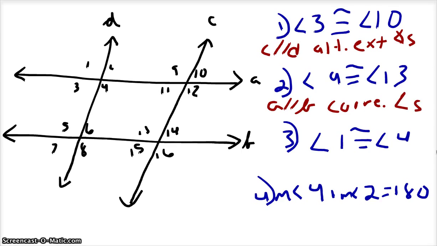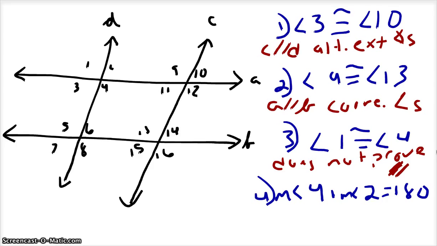Okay, then 1 and 4 being congruent. 1 and 4, those are vertical angles. So that means it does not prove parallel. And this is a symbol for parallel. I don't know if I ever reiterated that to you. That's a symbol for parallel.